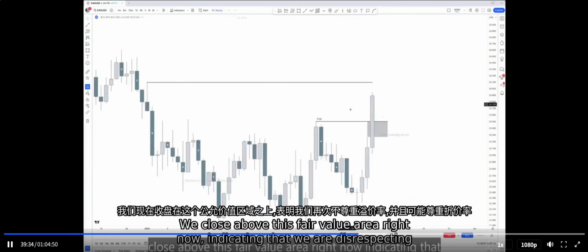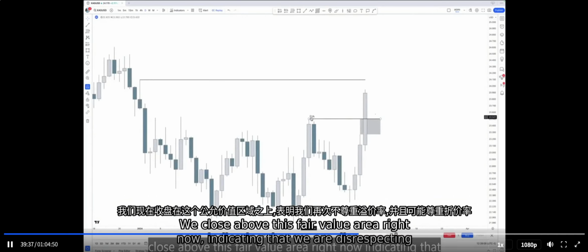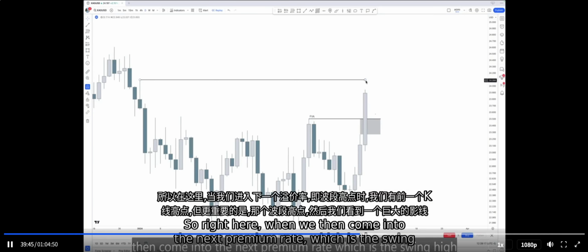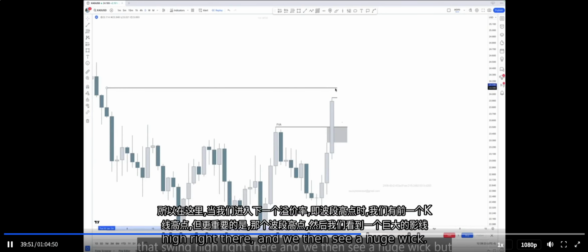We close above this fair value area right now, indicating that we are disrespecting premium array again, and we are potentially respecting discount array. So right here, when we then come into the next premium array, which is the swing high, we have the previous candle high, but more importantly, again, that swing high right there, and we then see a huge wick. But what are we leaving behind? Why are we respecting something right there?